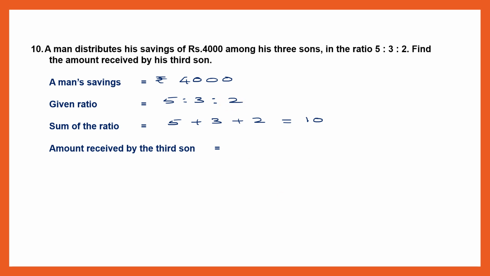So this will be 2 divided by the sum of the ratio, that is 10, into the man's savings, which is 4,000 rupees. Now here I can cancel 1 0 here and 1 0 here and simply multiply this. So when you multiply 2 4s are 8 and put the 2 zeros. So what is the amount received by the third son? He got 800 rupees. So this is our answer, 800 rupees.